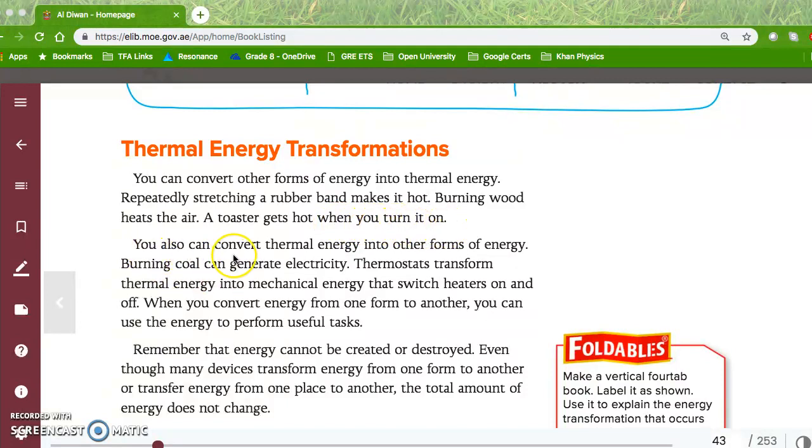You can also convert thermal energy into other forms of energy. Burning coal can generate electricity. Thermostats transform thermal energy into mechanical energy that switch heaters on and off. When you convert energy from one form to another, you can use the energy to perform useful tasks.